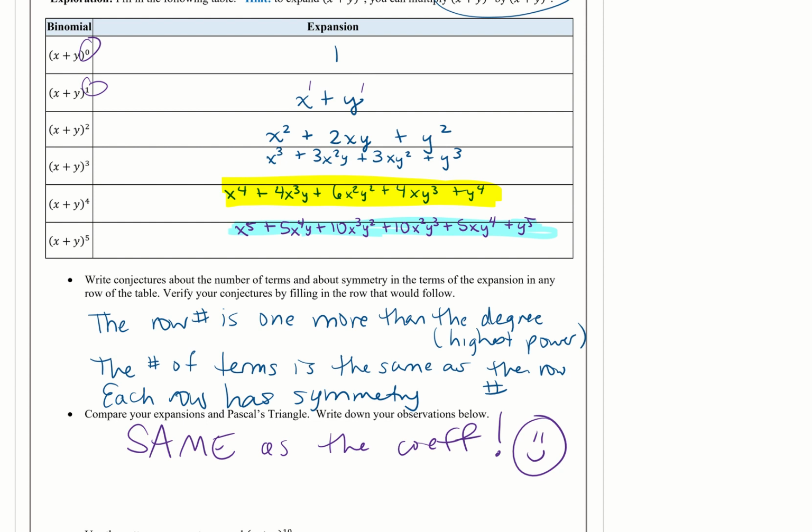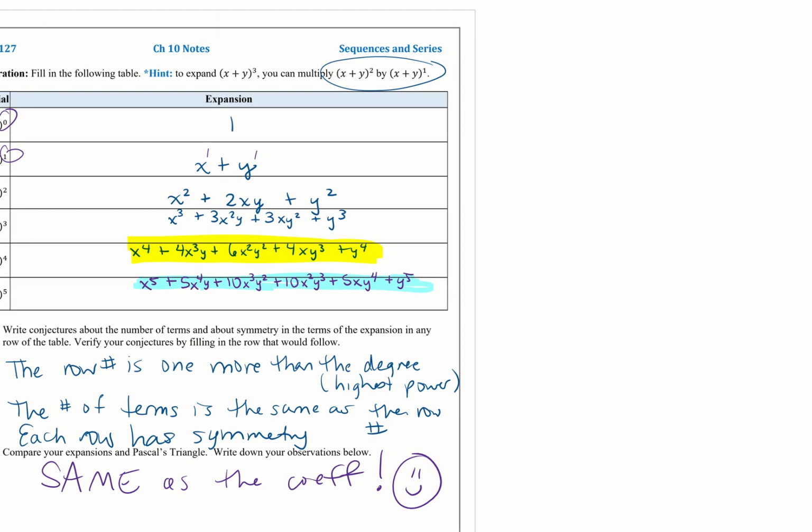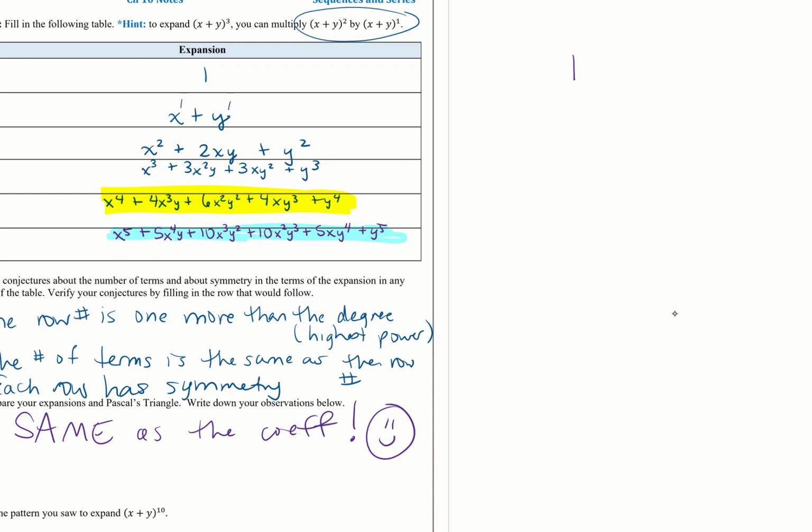And then each row has symmetry for those coefficients. As you go left to right, there's a symmetry or mirror image here, kind of like a horizontal symmetry. If I compare the expansion to Pascal's triangle, I get the same numbers as the coefficients. Pascal's triangle looks like this.